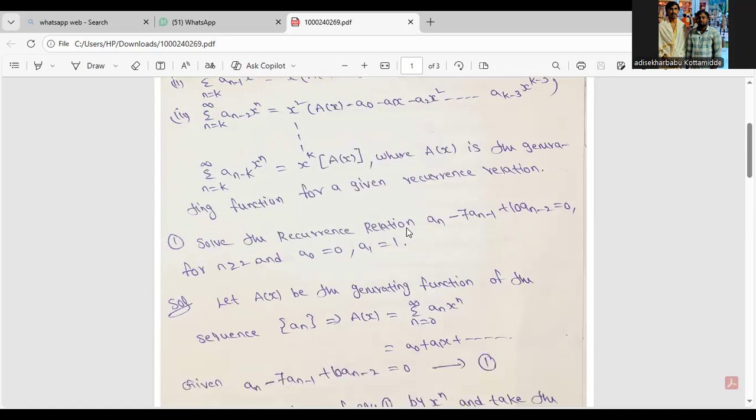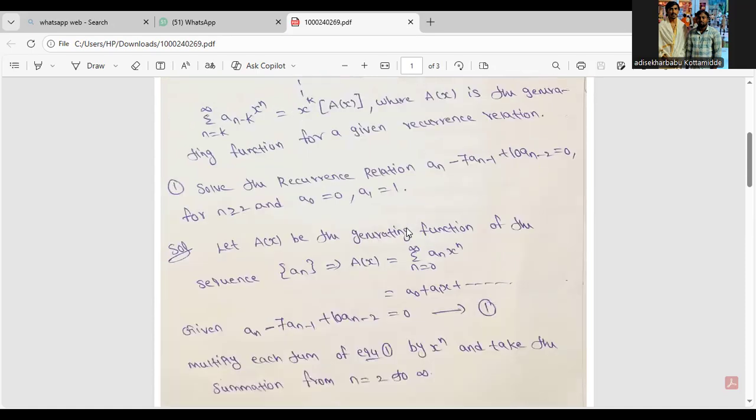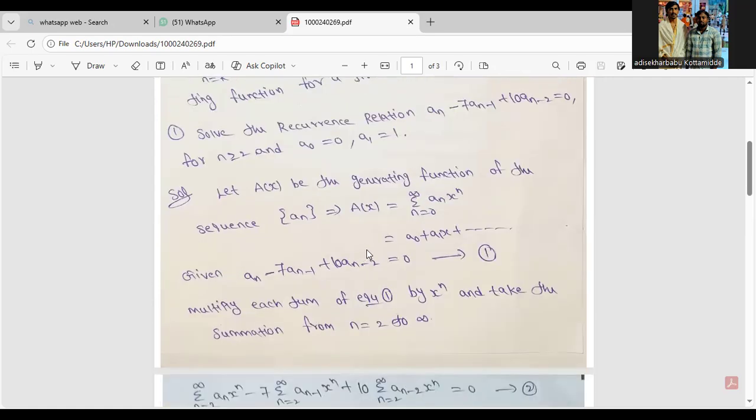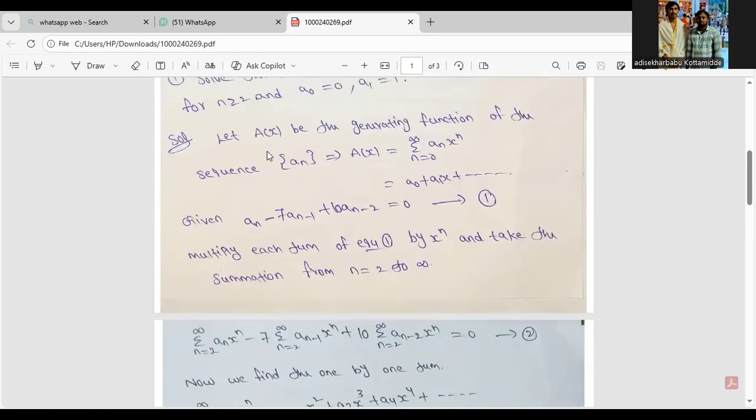In the generating function method, mainly A of x is mandatory for all the equations. Let us discuss one example problem. Solve the recurrence relation a n minus 7 a n minus 1 plus 10 a n minus 2 equal to 0 for n greater than or equal to 2 and a naught equal to 0, a1 equal to 1, by using the generating function method.